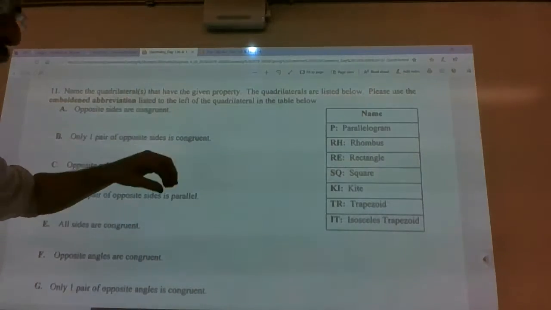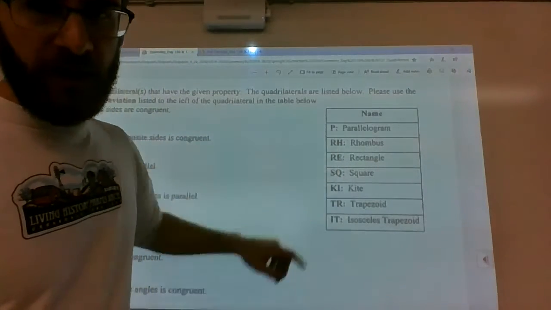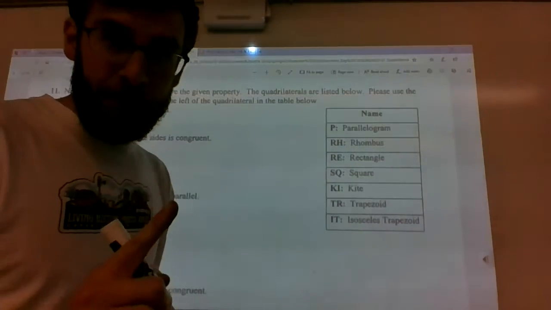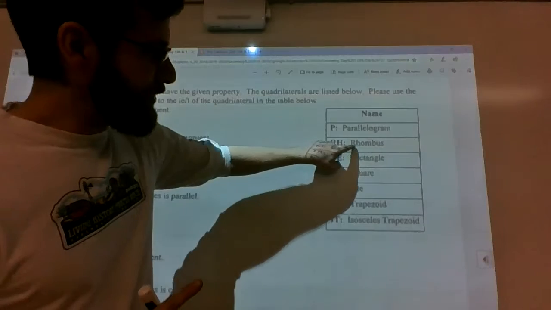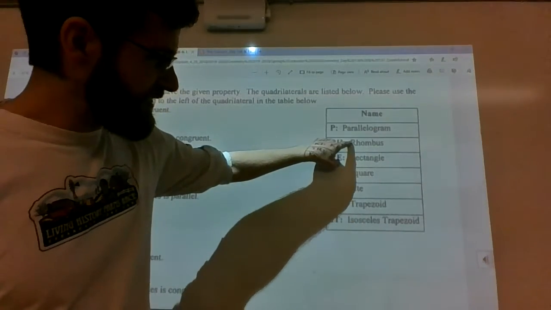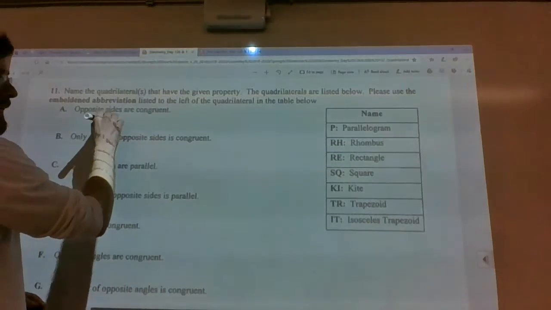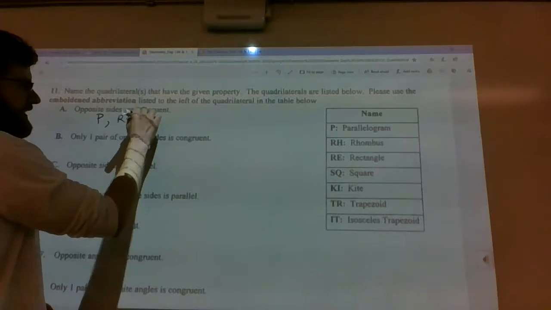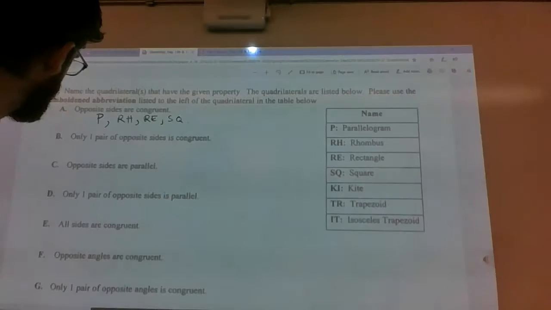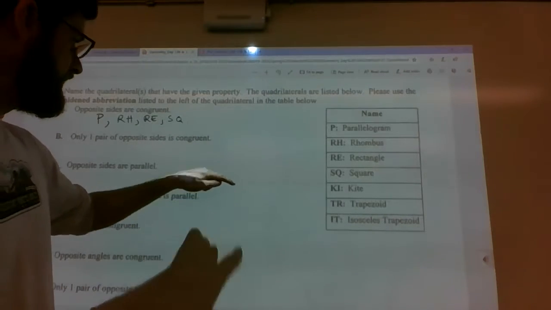Opposite sides are congruent. That for sure is parallelogram all the way. And if it's parallelogram, then the rhombus, the rectangle, and the square all follow suit. Because rhombuses, rectangles, and squares are parallelograms. So you would say, yeah, parallelogram, rhombus, rectangle, and square. So that's letter A.